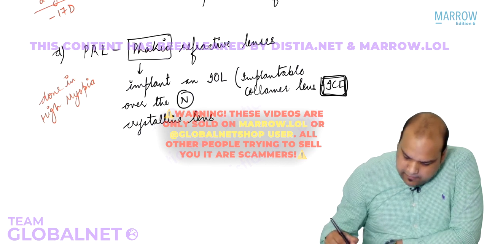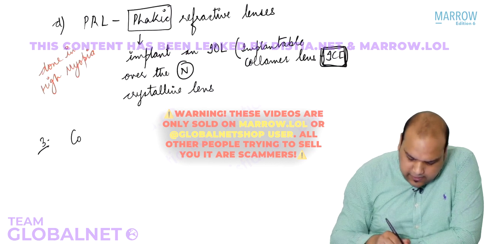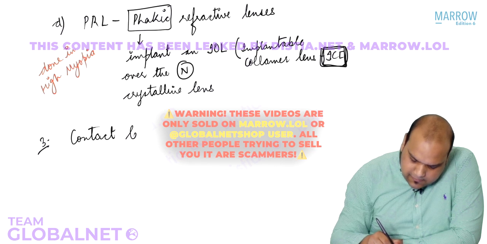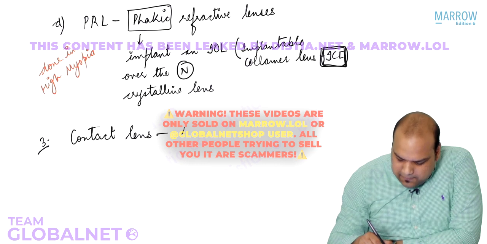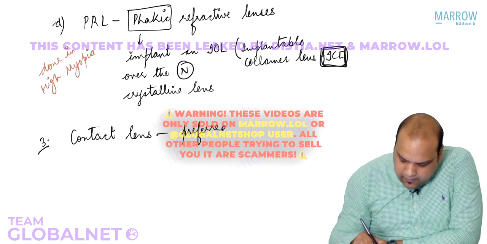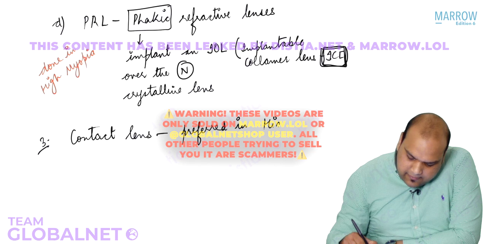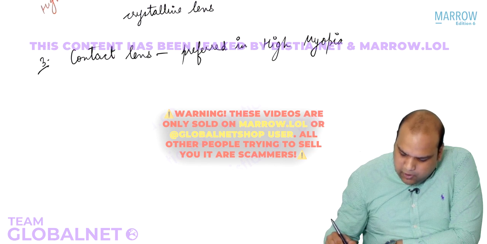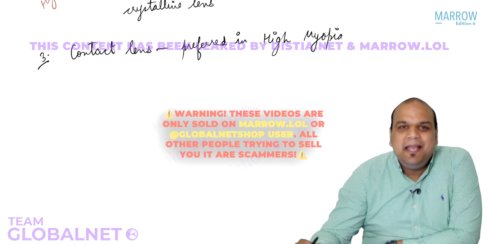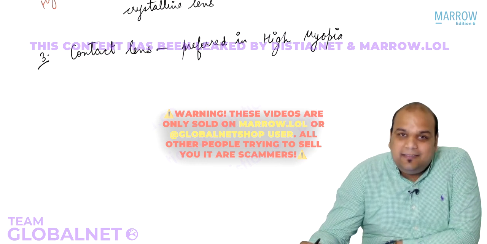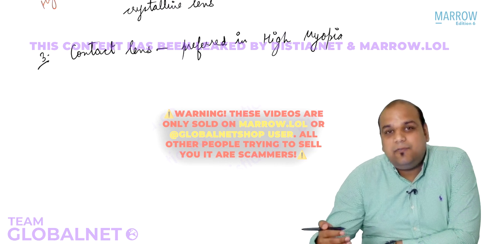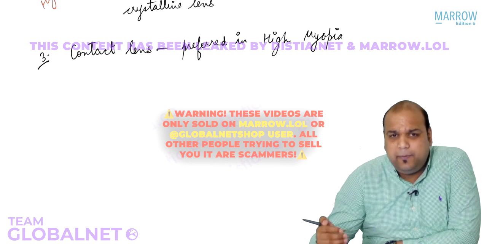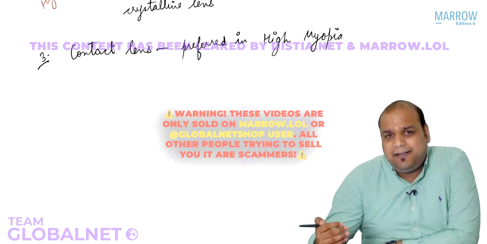Then, apart from the surgeries, everybody, our last possible treatment is contact lenses. I hope you understand it, contact lenses. Contact lenses are preferred in high myopia. If you are a minus 1 or a minus 2, then you are wearing it because you want to look good, because you don't want to wear a spectacle. But if you are a minus 8 or a minus 10, then we actually prescribe contact lenses over spectacles because of a lot of reasons, not going into the detail. Please remember, for high myopia, contact lenses are preferred over the spectacles.